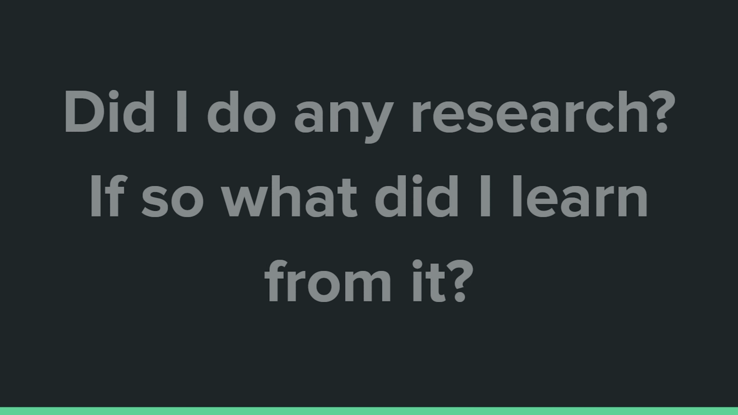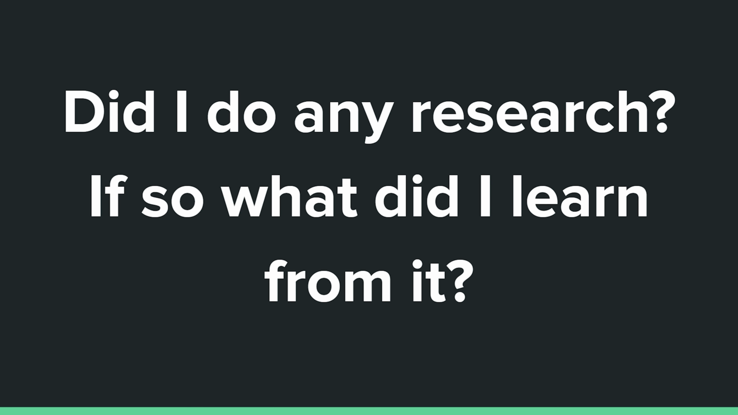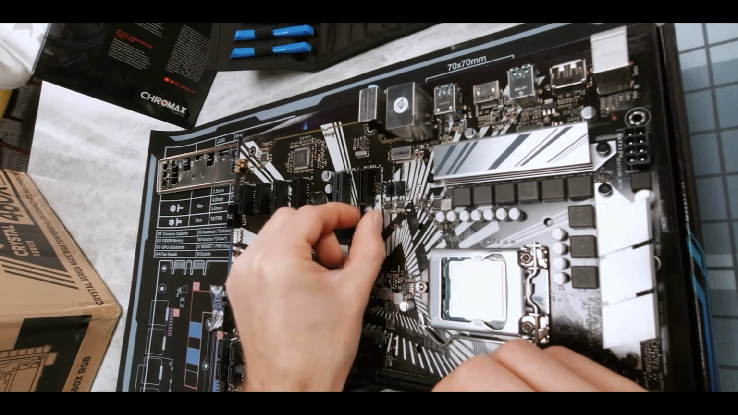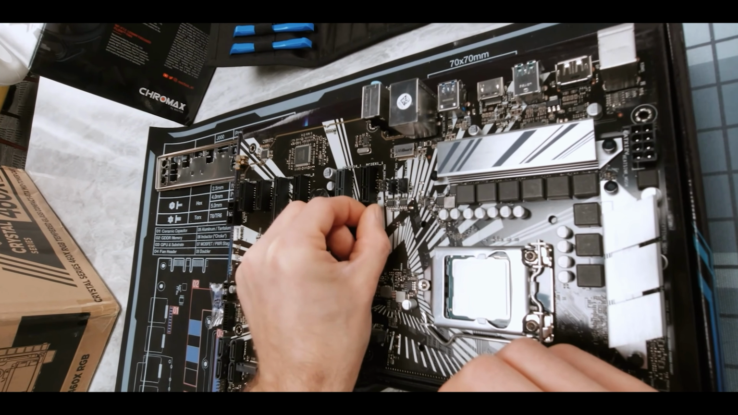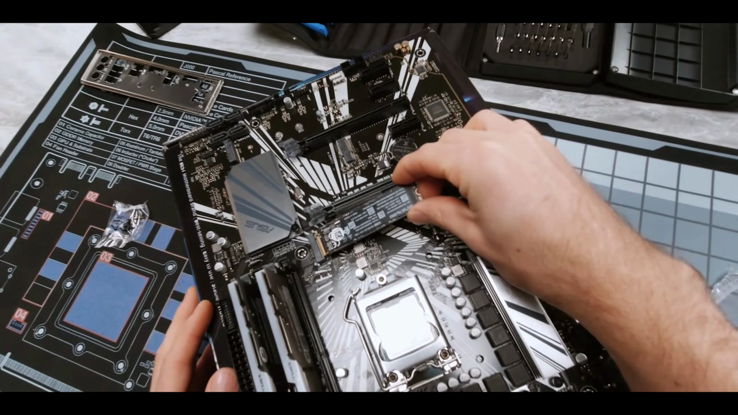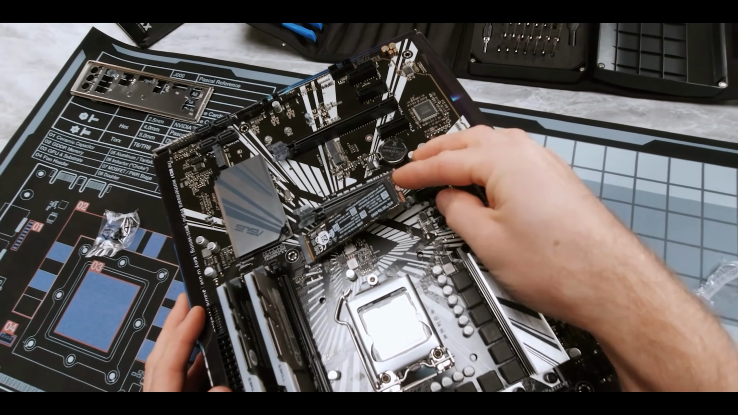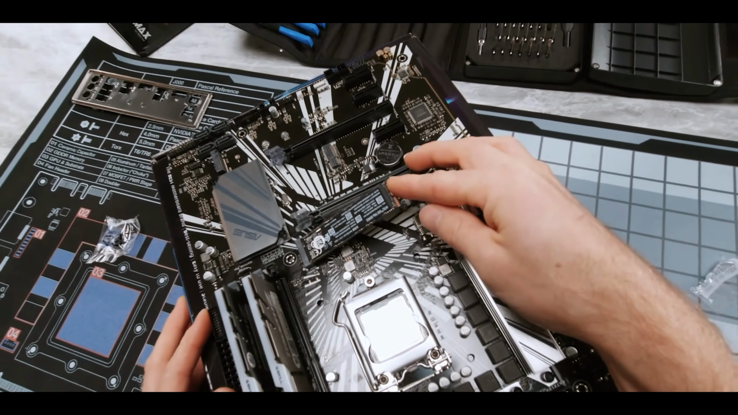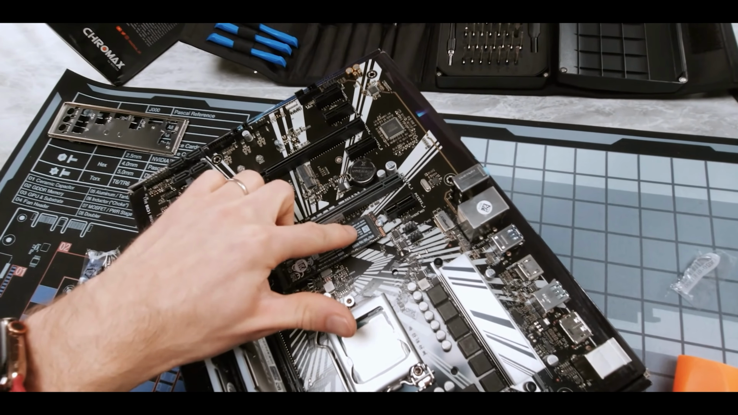Did I do any research? If so, what did I learn from it? Doing research before you go ahead and buy the components for a PC is crucial if you want to get a bang for your buck and if you want it to work properly. Initially, I did some research on videos that explained what PCs are made of, how they work together, and what each component does. However, these videos are just the fundamentals of PC building and are very simple to understand.